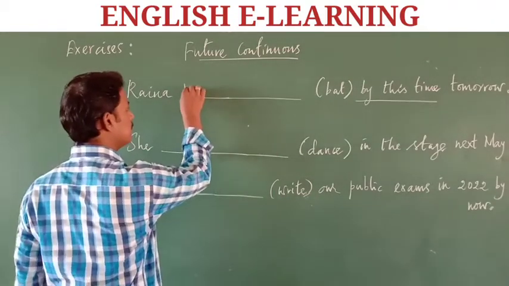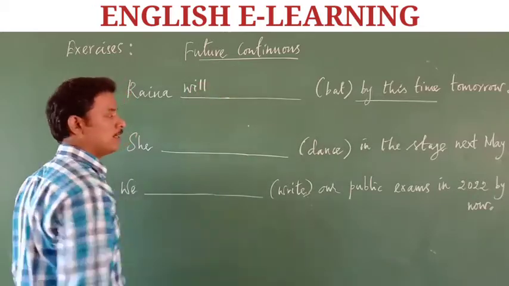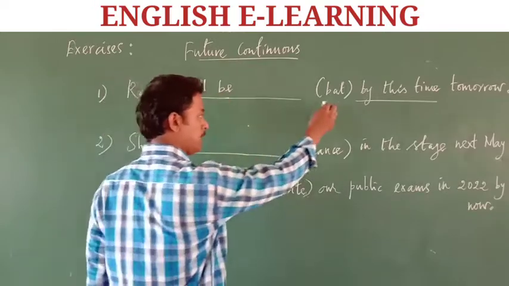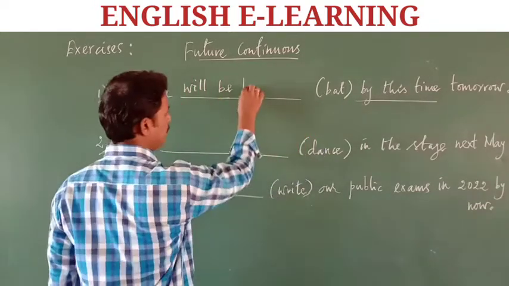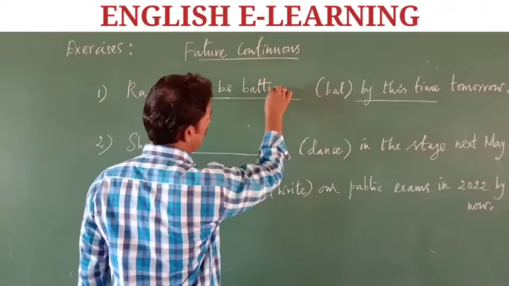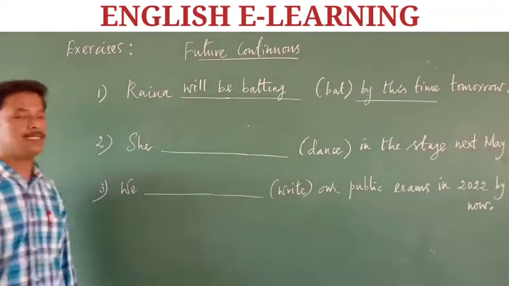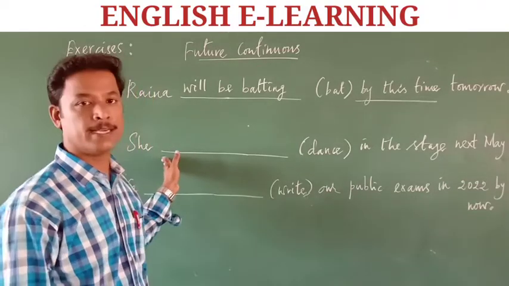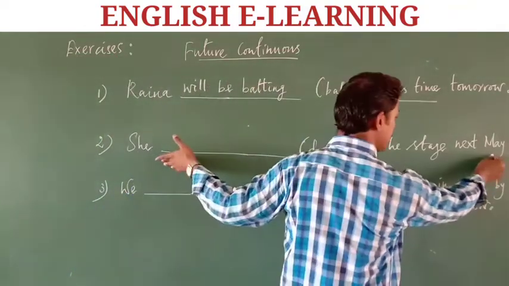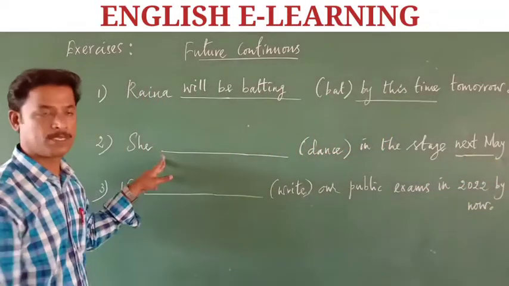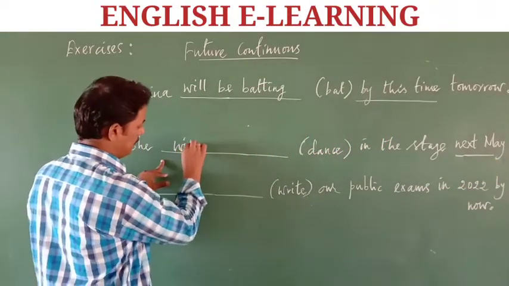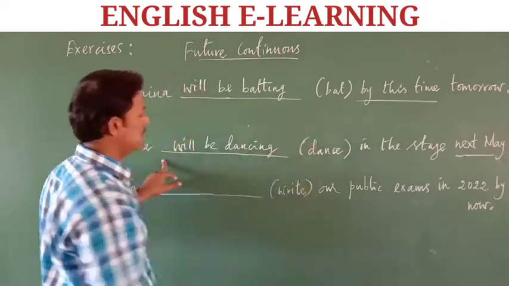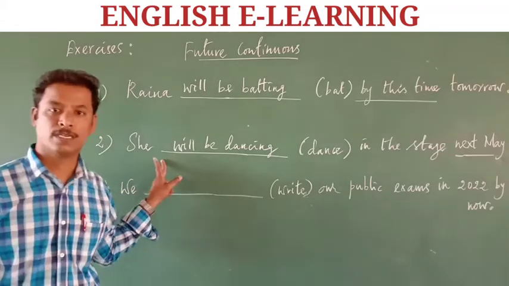Raina is a singular subject. So use will and then be and then add ing to the base form. Raina will be batting by this time tomorrow. And then she dash in the stage next May. Keyword is next May. Right. She will be dancing. She will be dancing in the stage next May.